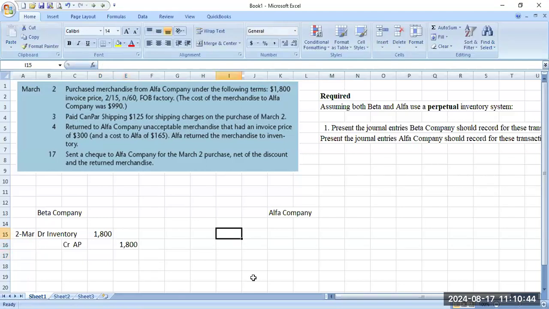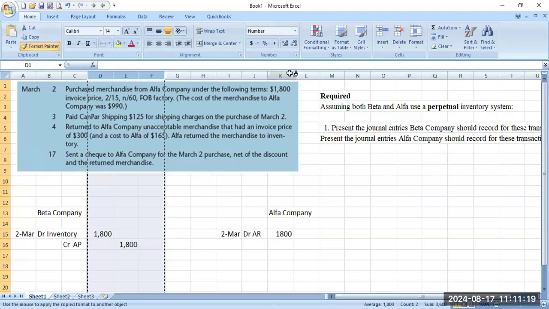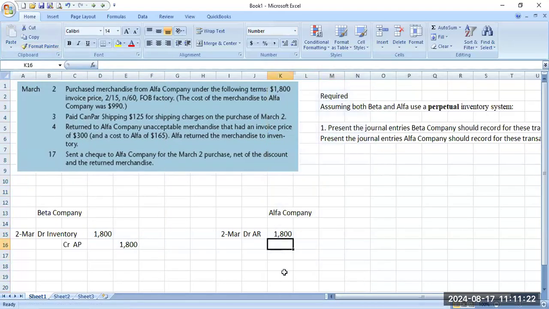Let's see what's going to happen in Alpha company. Again, that's on March 2nd. We're not going to change the date. But on March 2nd, this company is selling. So what will that be for them? Debit, since the other guy is not paying, that will be accounts receivable. How much will that accounts receivable be? The same amount, $1,800. But the sales, let me format those here. But the credit now is going to be sales revenue.